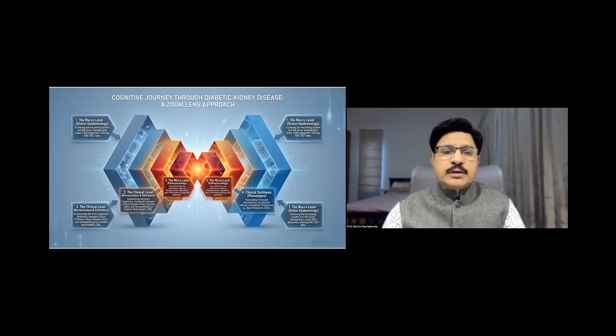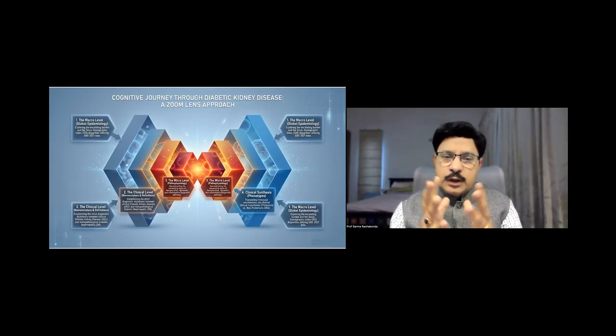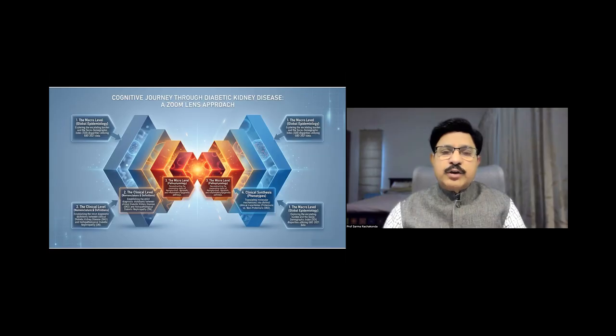The second level is the clinical level, the nomenclature and the definitions, establishing the strict diagnostic dichotomy between 2 important entities here: diabetic kidney disease, DKD, and the histopathological diabetic nephropathy, DN. Diabetic kidney disease is a clinical diagnosis. Diabetic nephropathy is a pathological diagnosis. You must clearly understand the difference between the two.